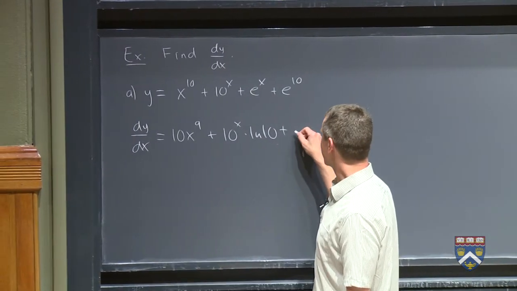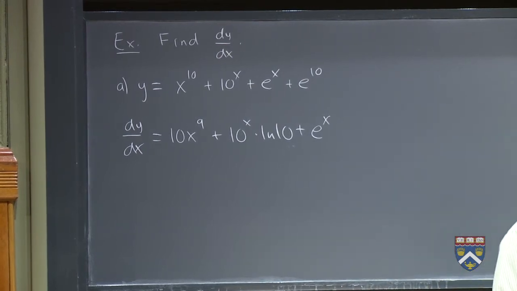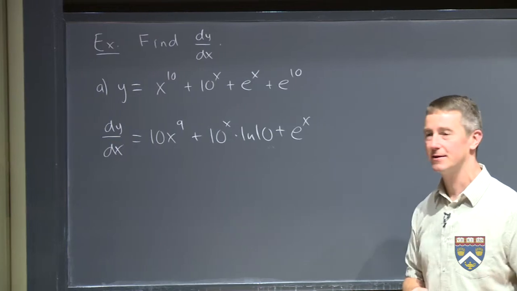E to the x, we just came up with that lovely proof that the derivative of e to the x is itself. So that's its own derivative. And what about e to the 10? Is the derivative of e to the 10 e to the 10?